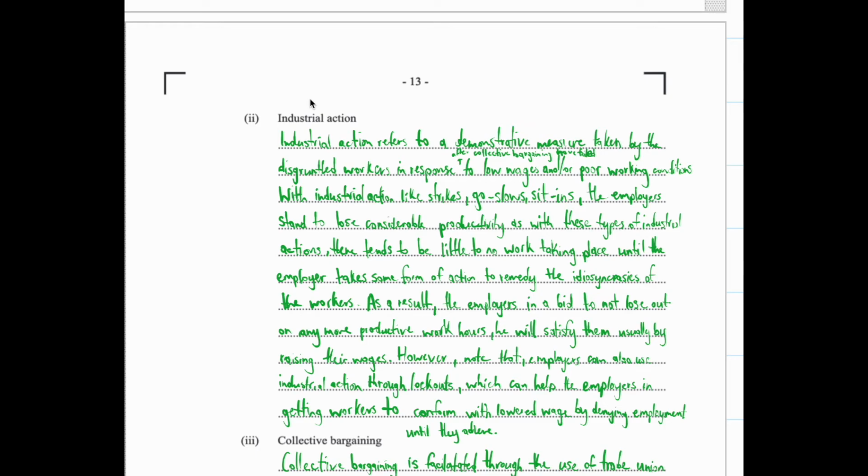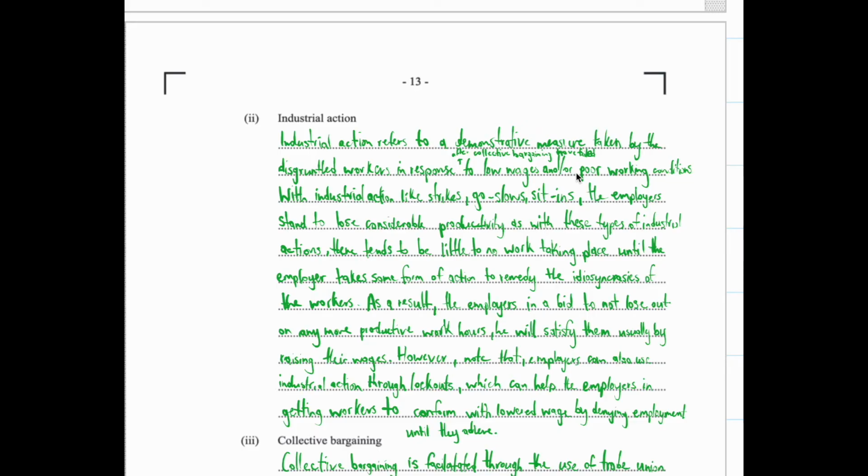Industrial action refers to the demonstrative measures taken by disgruntled workers in response to low wages and or poor working conditions, after collective bargaining has failed. So with industrial actions like strikes, go slows, sit-ins. Strikes are essentially when you demonstrate in a public space your disgruntled attitude with the wage or the poor working conditions.